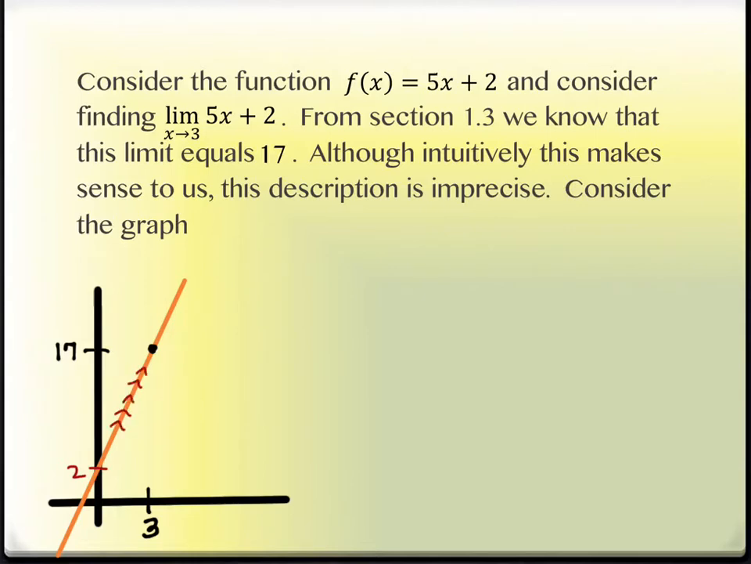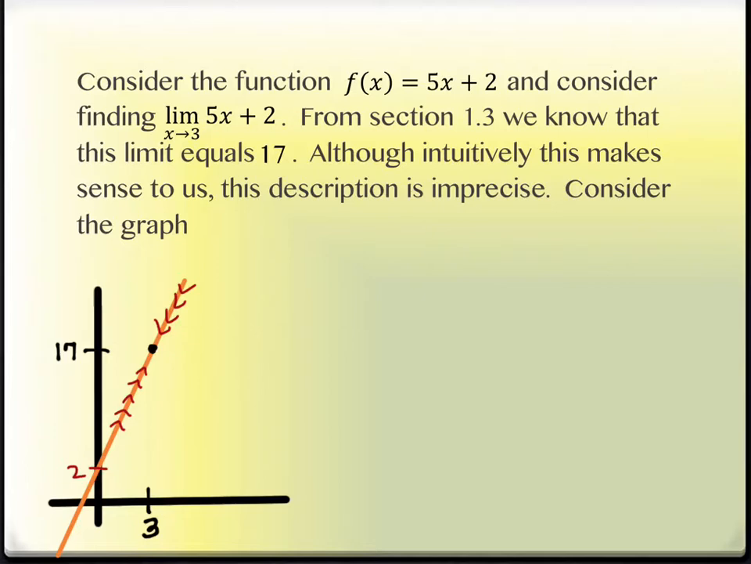If you approach the value that's x equal 3 from the left or from the right, either direction, you get close to a y value of 17. So from a graphical perspective, that makes sense to us. Intuitively, this makes sense to us. It makes everything seem quite reasonable. But the description is actually considered imprecise.